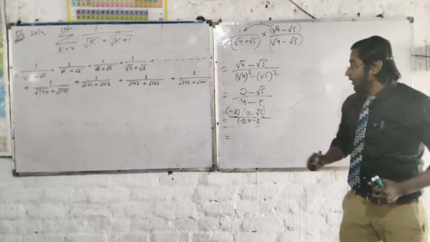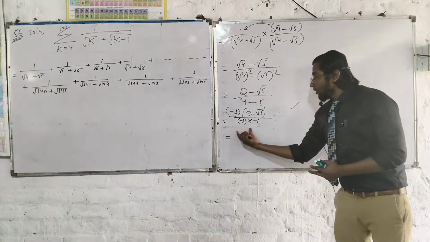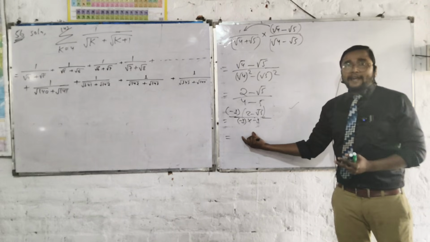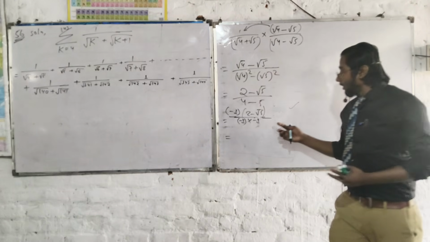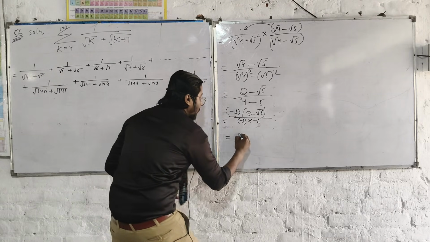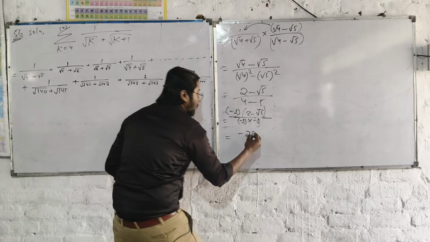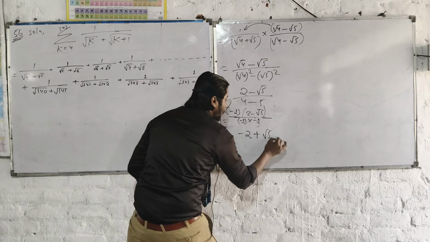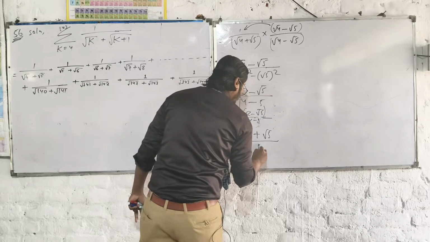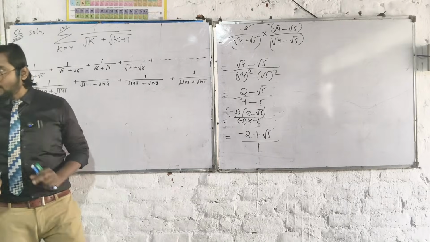Okay, now notice something here. What will happen, guys, at this time? The negative 1 will become the positive one, right? So minus 1 multiplied by plus 2, what will you get, guys? Minus 2. Minus into minus, what will you get? Plus root 5. Okay, and in the denominator, what will you get, guys? You will get 1. I hope you understood that.